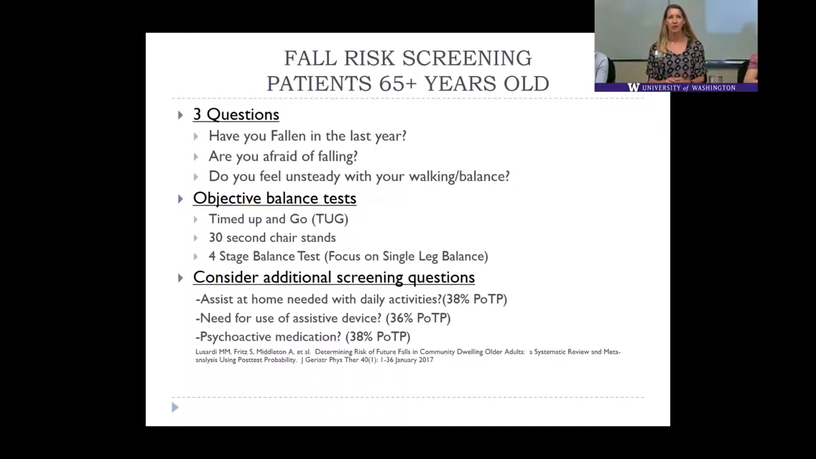If they answer yes to any of those, in our PT world, we are required to do at least one more objective measure when we're screening all of our patients. So we're going to look at the best and just most supported in the literature. And those tests are the timed up and go, the 30-second chair stands, and then the 4-stage balance test.